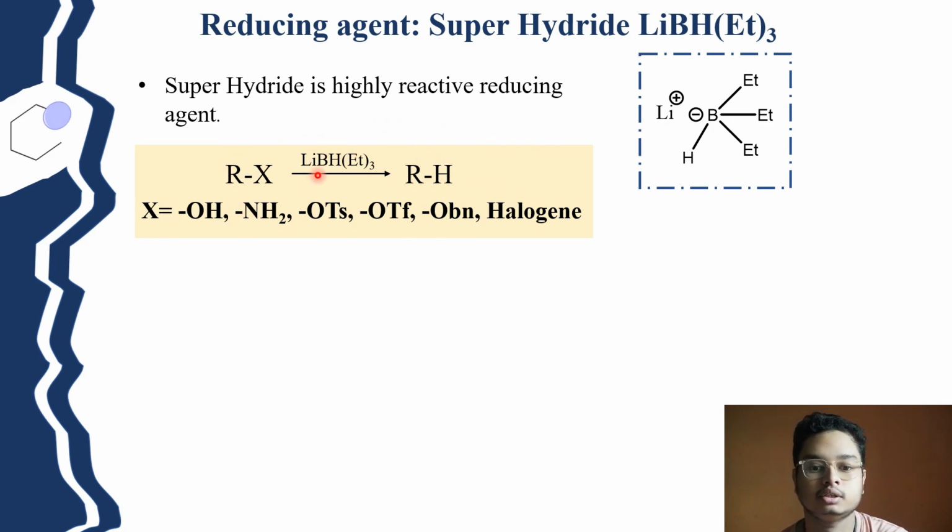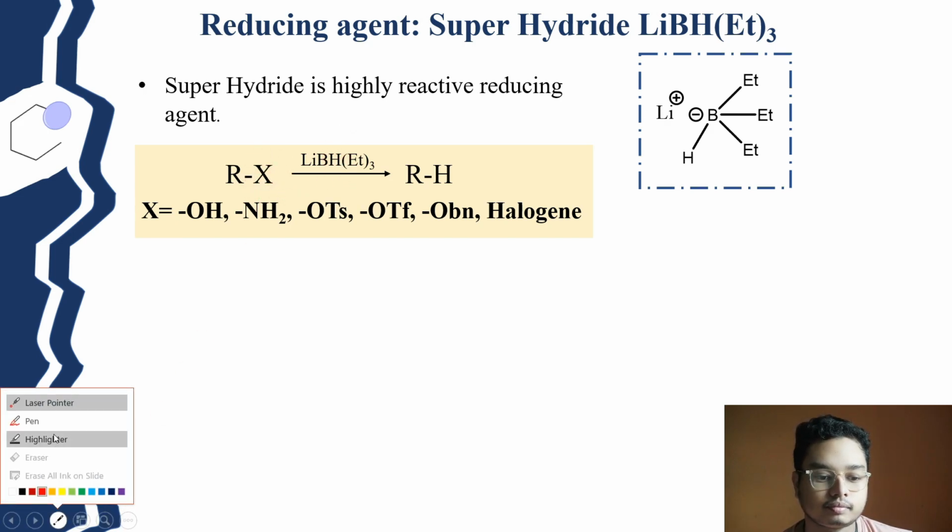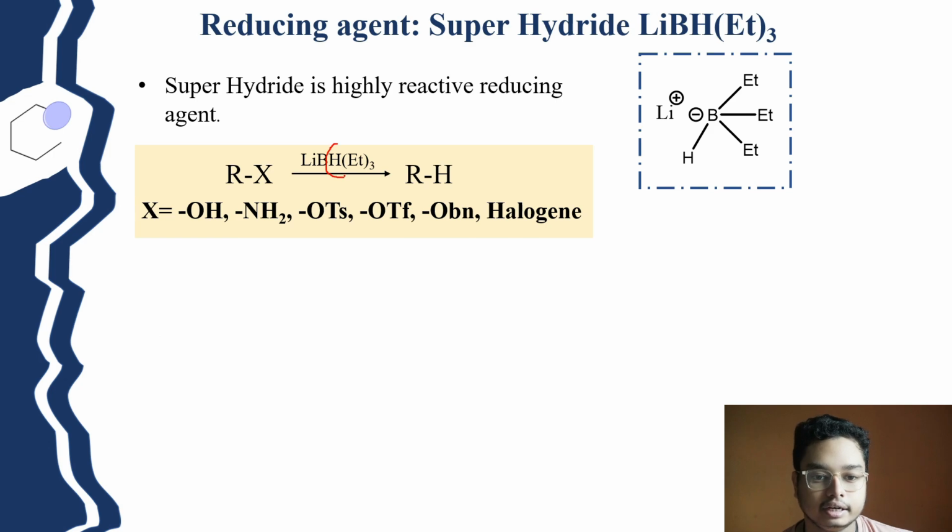It follows the SN2 type of mechanism, where this particular R-X bond, when we treat it with superhydride, the X group is replaced by this particular hydride here, and forms the R-H bond. And what should be the X group there? The X group should be OH, NH2, OTs, OTf, OBn, and halogens.